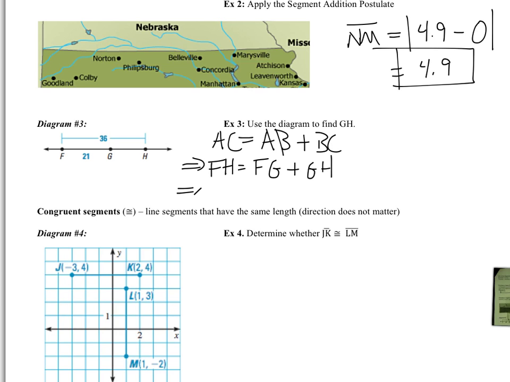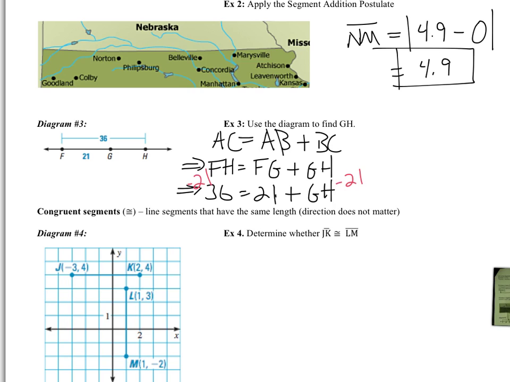Okay, and since I know what FH is, I'm going to go ahead and plug that in. So this implies that we get 36 equals FG, we have that, 21, and then we're looking for GH, so plus GH here. Okay, now we need to move something. So what do you do every time you want to move something from one side to another? In this case, to undo addition, we need to do, hopefully you said subtraction. So we're going to subtract 21 from each side. Whatever we do to one side, we must do to the other side.